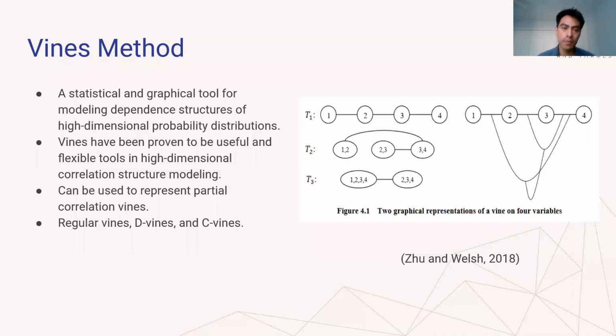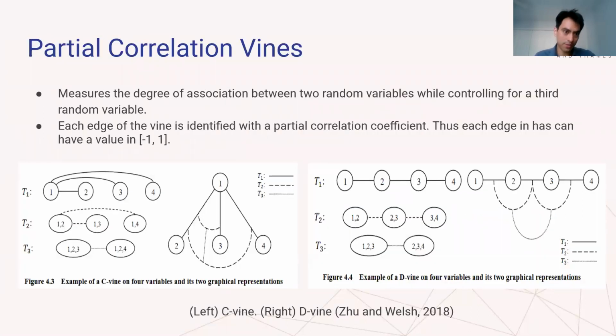and the edges show how the nodes relate to each other. And partial correlation vines measure the degree of association between two random variables while controlling for a third random variable. Each edge of the vine is identified with a partial correlation coefficient, so each edge has a value between -1 and 1. And on the bottom, you will see the example of a C vine on the left and a D vine on the right.